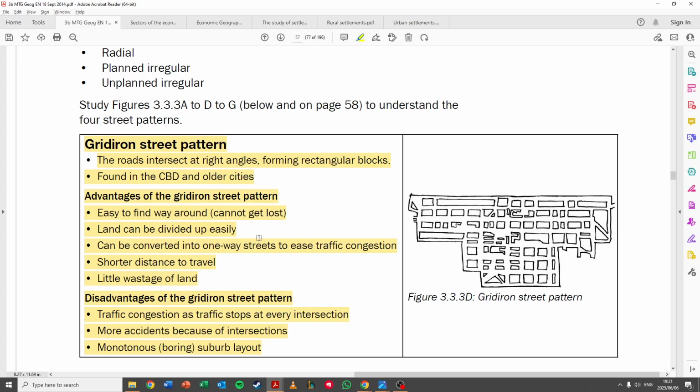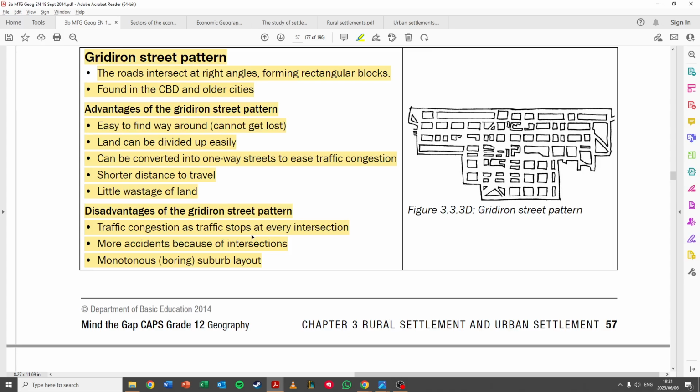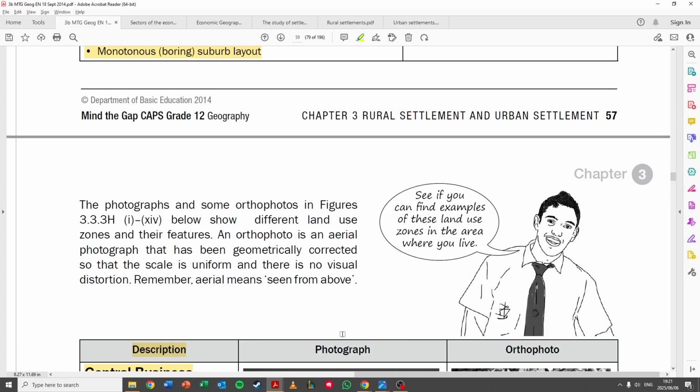But there are a few disadvantages of this pattern as well. The first one is traffic congestion. Because they stop at every single intersection, this is going to obviously cause a little bit of a problem. Then there are going to be more accidents, as this type of street pattern is prone to them because of the intersections, and it is quite boring. It's not a very fun layout.